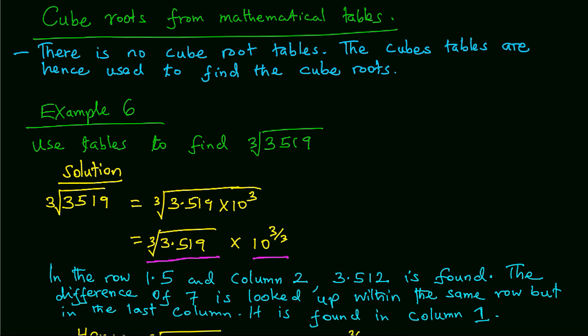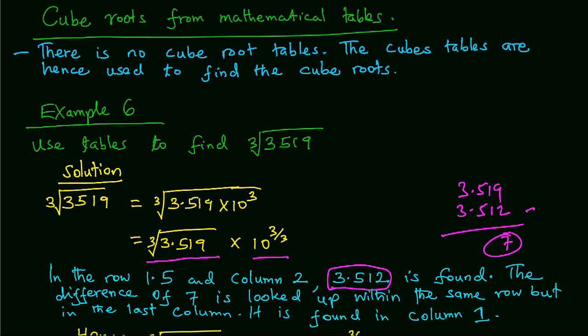In the row indicated 1.5 and column 2, we find a number which is closer to 3.519, and that number is 3.512. The difference of 7 is looked up within the same row but the last column, and it is found in column 1. It's important to note here that the difference between 3.519 and 3.512 is 7. So this is what we look up in the last row. Now that is found in column 1.